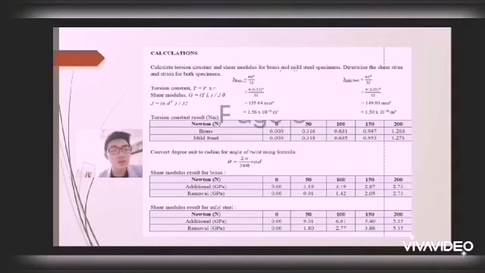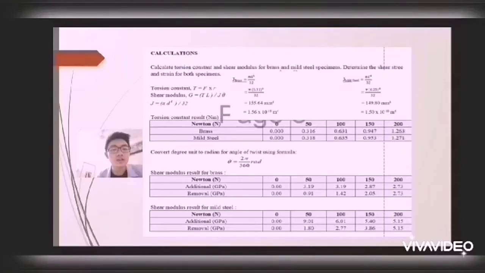For brass, the dimension of shaft is 1.56 times 10 to the power negative 10 meter to the power 4. And for mild steel it is 1.50 times 10 to the power negative 10 meter to the power 4. Below is the torsion constant result for brass and mild steel. It shows that the torsion constant of the brass and mild steel is increasing while the load is increasing. And below it is the shear modulus result for brass and mild steel.